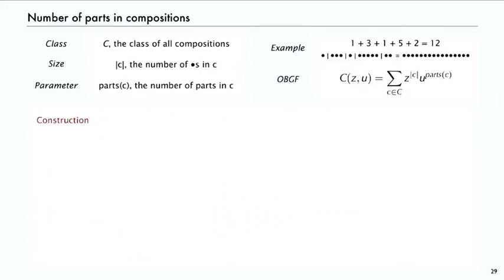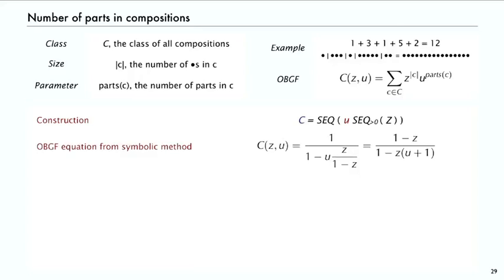So what does the construction look like? We want u to mark the number of parts. We want to use our same construction that we used before. A composition is a sequence of integers. An integer is a sequence of objects, but not including the empty one. So for every integer, we just want to mark that with u. So that's the construction, just add the u to the inner sequence. That immediately translates to the ordinary bivariate generating function.